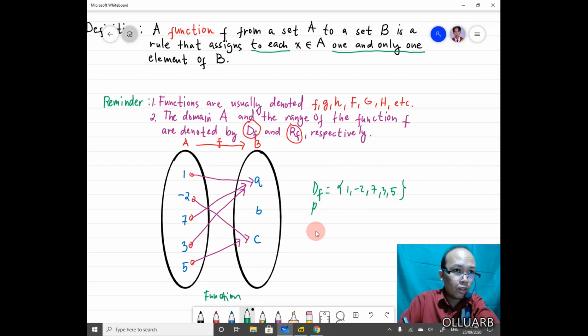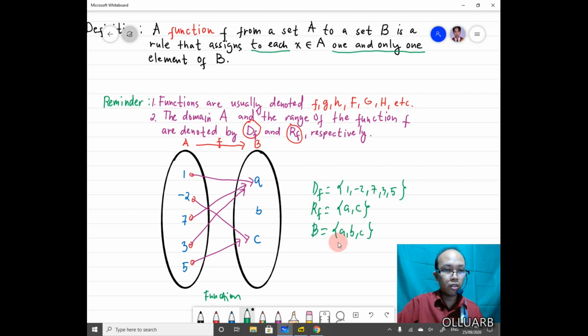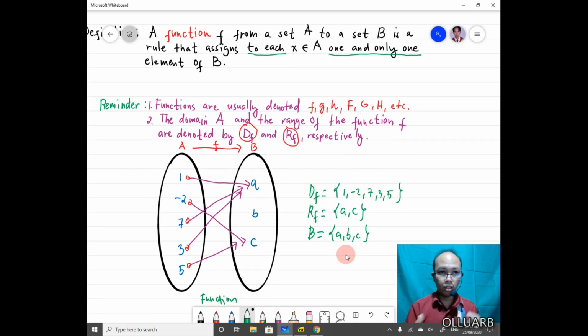The range is r sub f, which is A and C only. Why? I've discussed this earlier, that the range are those objects in the codomain which are mapped by the element or elements of the domain. The codomain is A, B, and C. And note that the range is always a subset of the codomain. That's the difference between the codomain and the range.